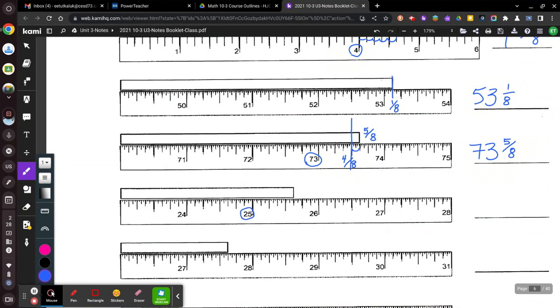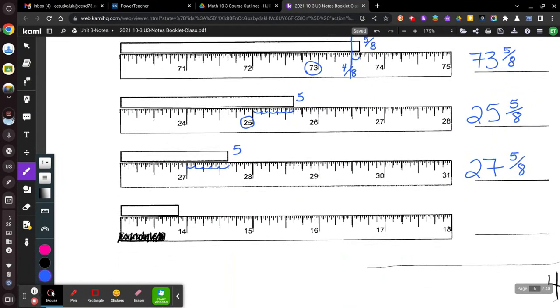Okay, so number 25. This guy is going to pass the number 25, and then we count 1, 2, 3, 4, 5. He is also 5 steps, 5 out of 8. 1, 2, 3, 4, 5. Again, another 5 steps. So 27 and 5 steps out of 8.